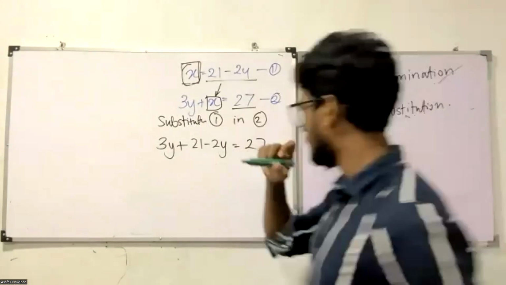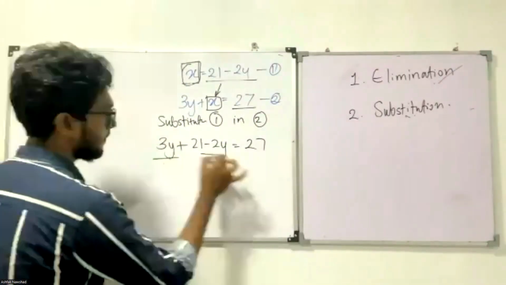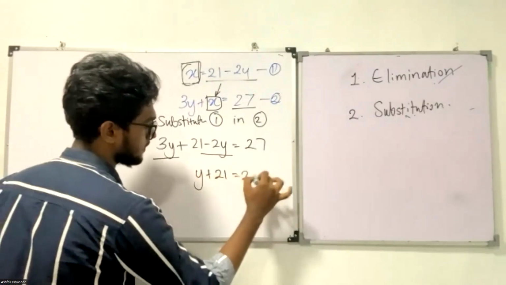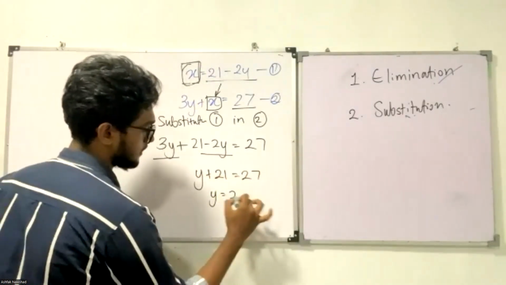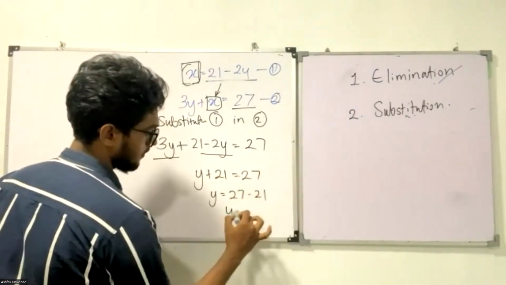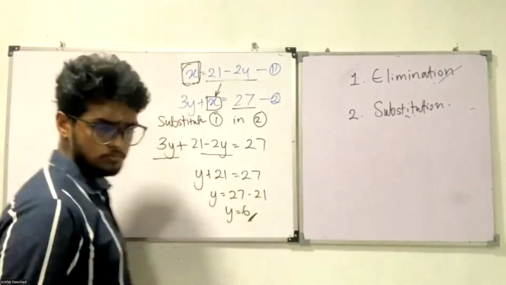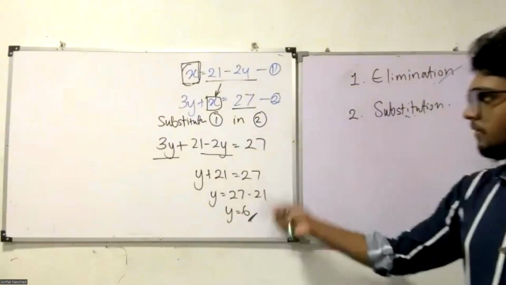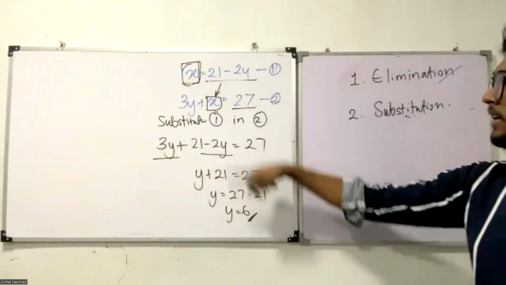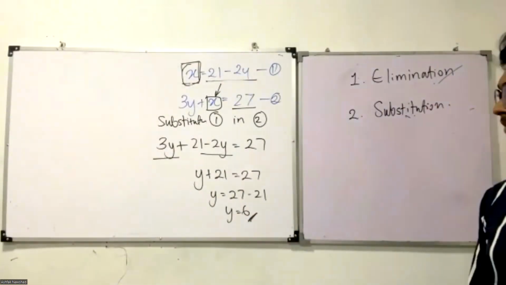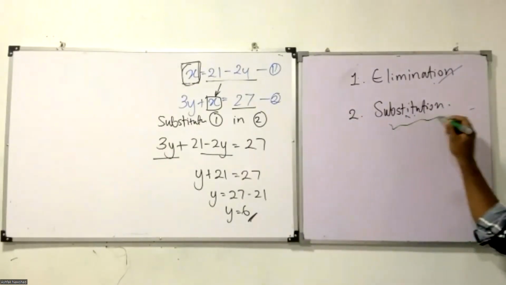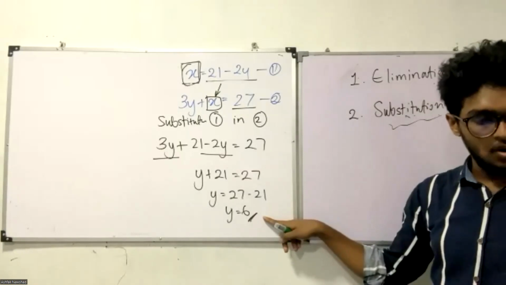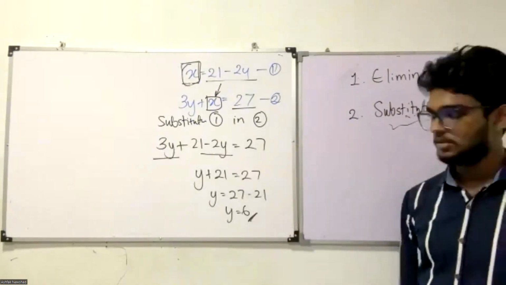Now we can find a value for y. See, 3y minus 2y is just y. Y plus 21 is 27. So y is 27 minus 21. Y is 6. Yes, correct. Y is 6. We can use substitution again to find the value of x. So we use two substitutions here, no elimination. This is pretty short and easier than the first one.